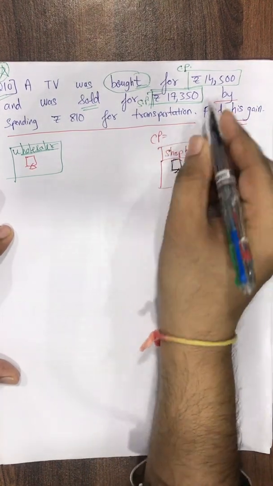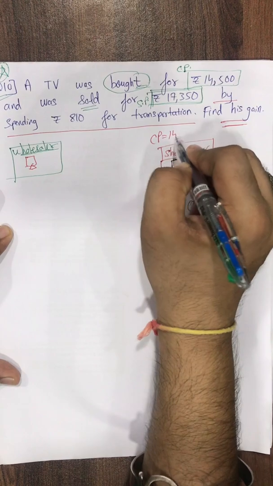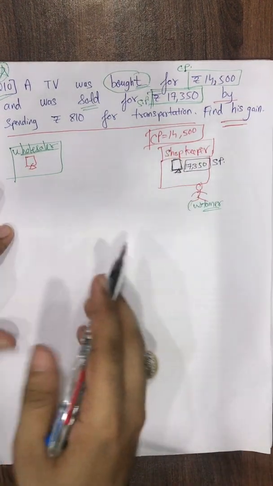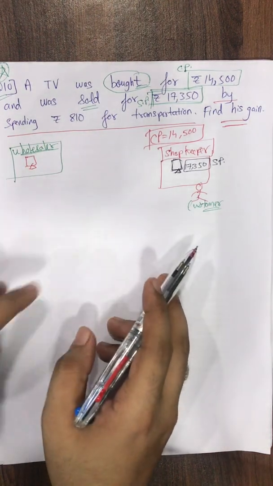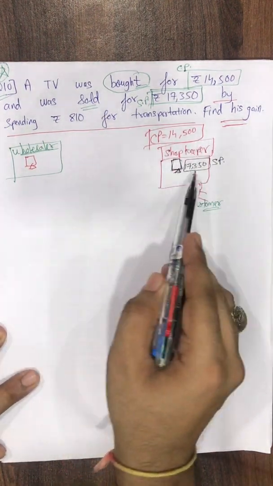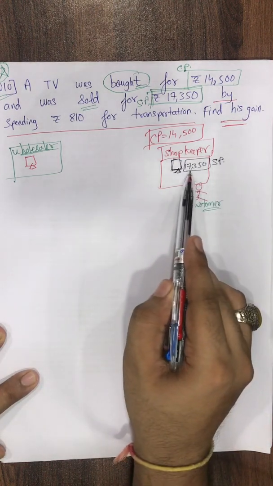What's my cost price? The cost price is given to me here. It's 14,500. Okay, so 14,500. I told him, "Okay, send me the TV fast. You are giving me my cost price of 14,500. I will sell this to the customer for rupees 17,350."